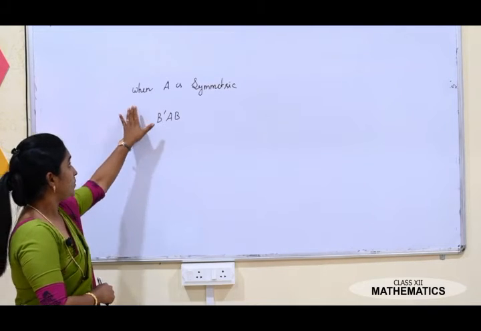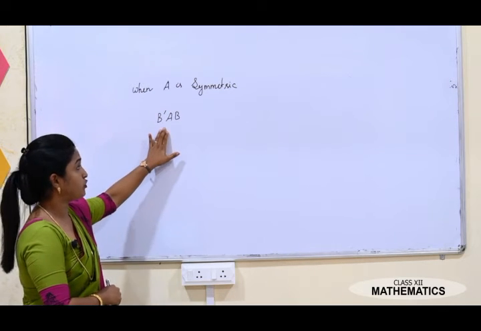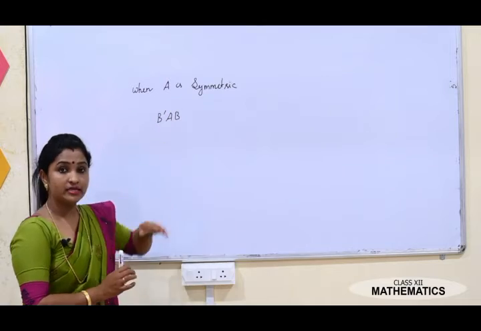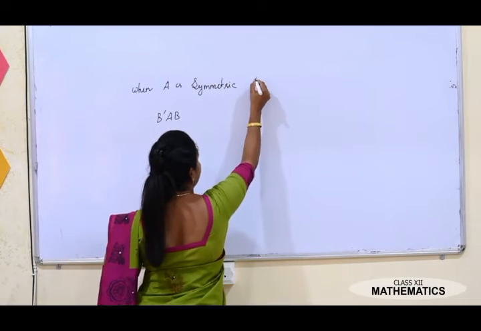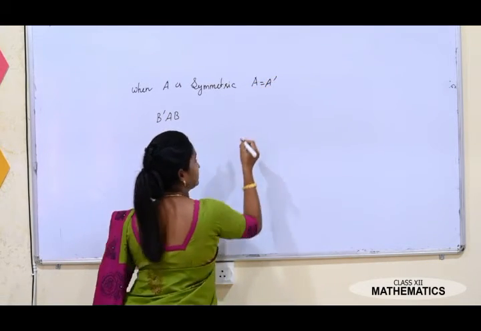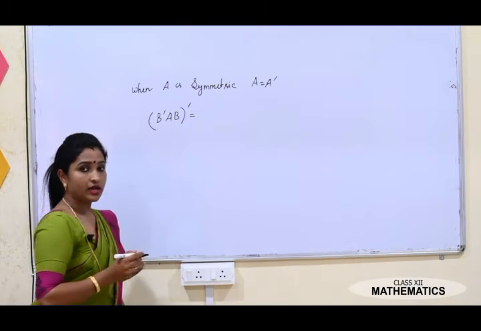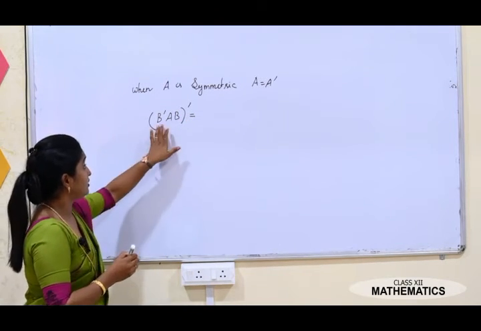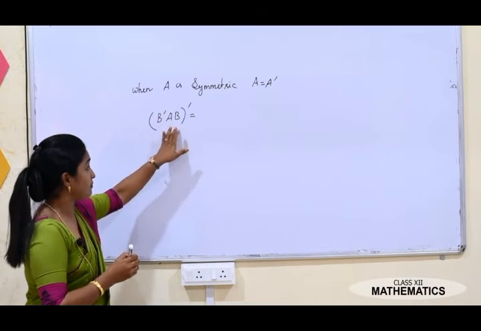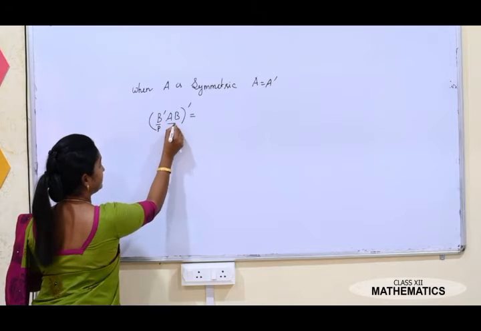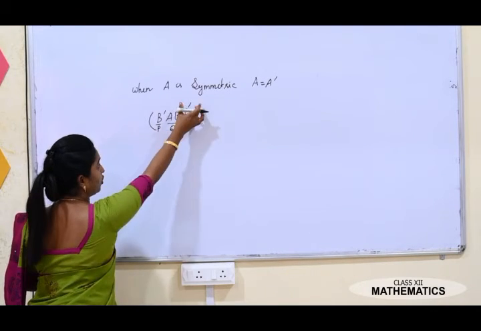See here, when A is symmetric, we have to prove that B dash AB is a symmetric matrix. So when A is symmetric, what is the condition? A is equal to A dash. Now again we'll start with the transpose. Here you have got three alphabets, so consider this as one and this as another one. So this is PQ the whole dash.